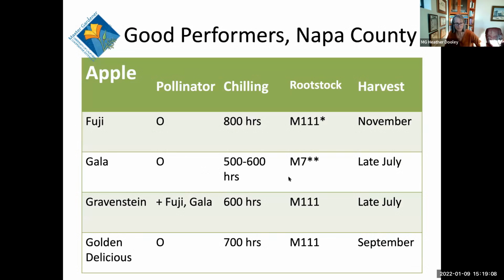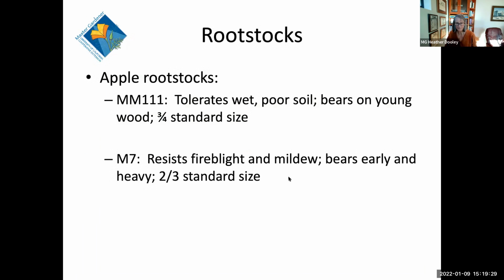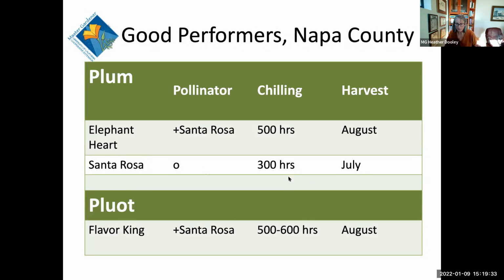If we look at that apple, the Gravenstein, you're going to need another apple tree, and they're recommending either a Fuji or a Gala as a pollinizer tree to bear fruit so that you'll get fruit off of that Gravenstein. So you do need to do research when you're buying a bare root fruit tree: what rootstock is it on, and also how many chill hours it needs.